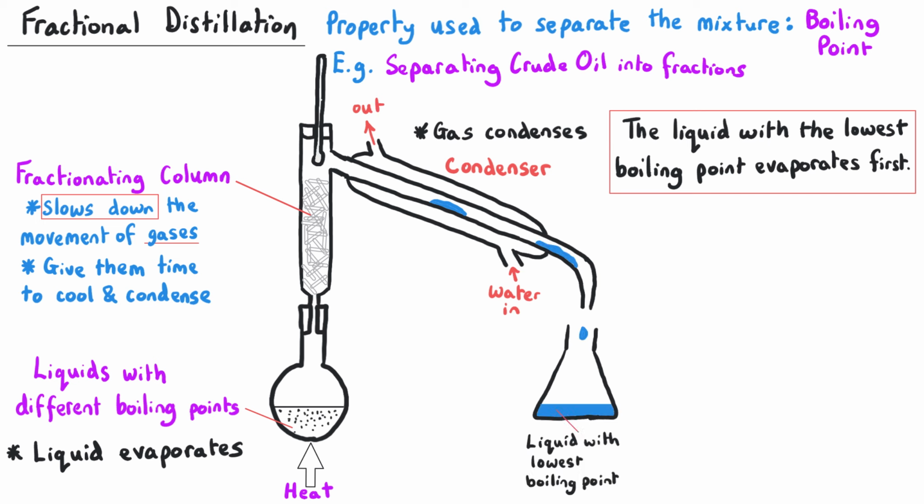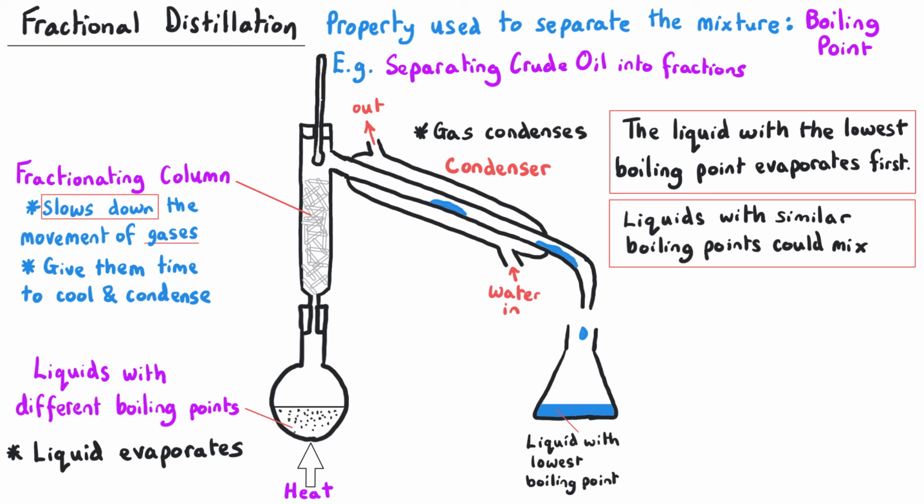If the liquids in the original mixture have got quite similar boiling points, this can cause problems if you're using simple distillation, because what can happen is more than one of the components in the mixture can evaporate at the same time, and you can end up collecting a mixture in your collection flask. And this is where the fractionating column becomes really important, because the liquid with the lowest boiling point will evaporate first and start to rise up into the column. But then not long afterwards, the liquid with the next lowest boiling point will evaporate, and that will rise up into the column as well.